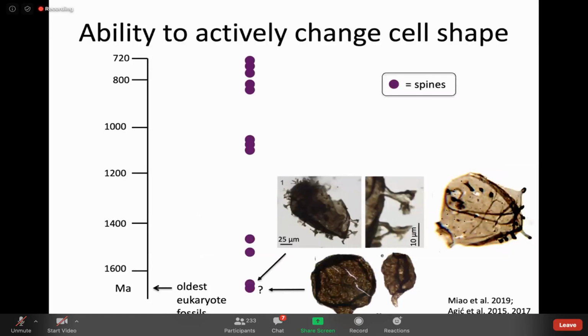And not surprisingly, if we record the presence of just spines in these different fossil assemblages, we see that they go all the way back again to the oldest eukaryotic fossils. Again, this is maybe not a surprise. There's a little bit of circularity here in that the way we are able to recognize these early eukaryotes is in part by identifying these specific characters like spines that we think are evidence of eukaryotes. But anyway, we can say this character goes all the way back here, more than 1600 million years ago.